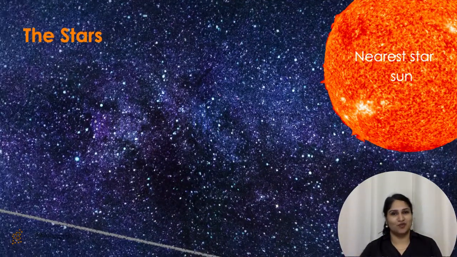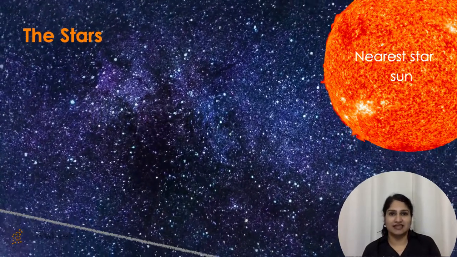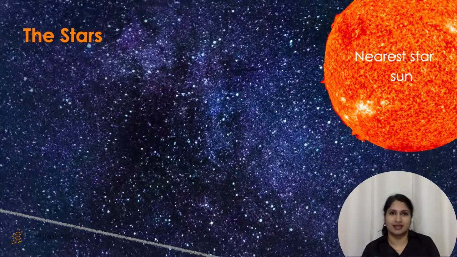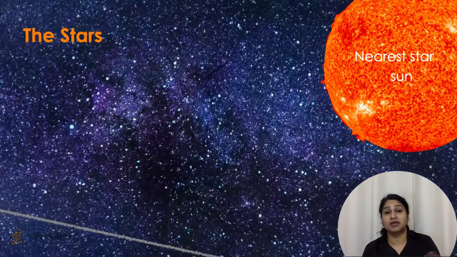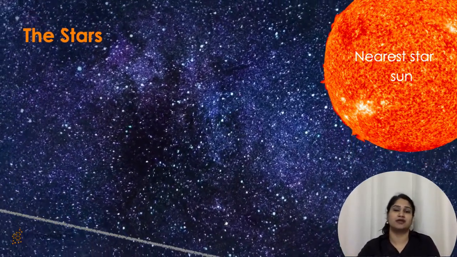Now let's move on to the stars. The stars have their own light and they are extremely hot. They emit heat and light. They are much bigger when compared to Earth. There are stars bigger than Sun, but they appear very small as they are very far away from Earth.